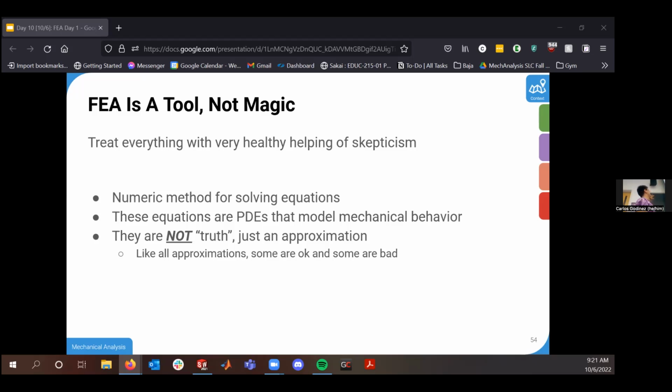That's the basic rough understanding of how the FEM method works. It is a tool. It is a numeric method for solving these governing equations. These equations are the PDEs that model mechanical behavior. They are not true, they are not the one and all. It is an approximation of your model. And like all approximations, some are okay to make and some are not.